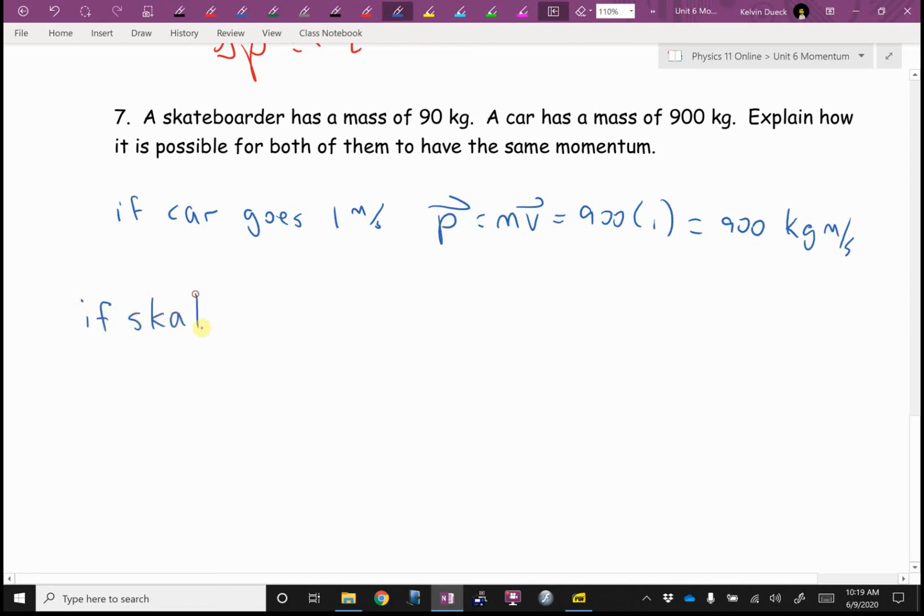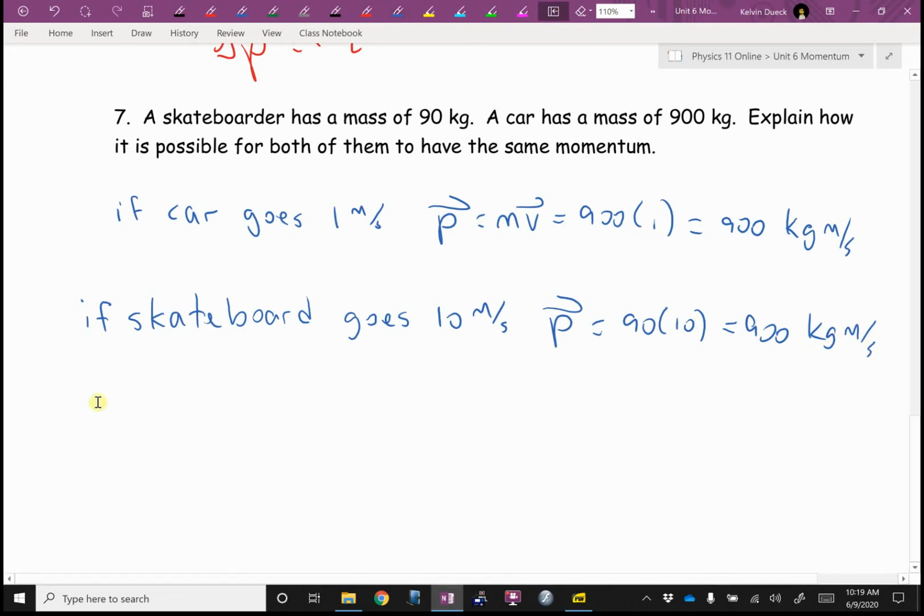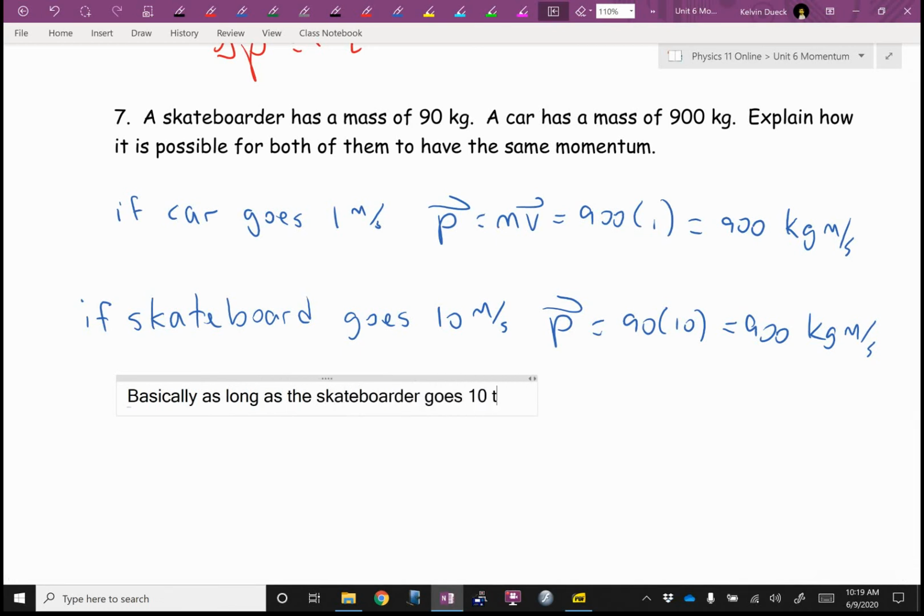If the skateboard goes 10 meters per second, momentum equals 90 times 10, 900 kilogram meters per second. So if the skateboard goes basically 10 times faster than the car, basically as long as the skateboarder goes 10 times faster than the car, since the car has 10 times the mass.